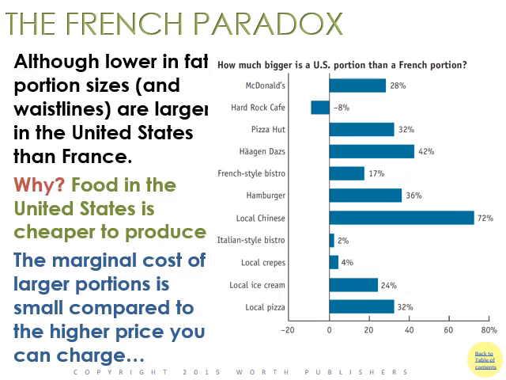This slide is interesting because it shows the portion size for a typical restaurant in the United States relative to France. So that in the United States, the portions are 28% bigger at McDonald's, 32% bigger at Pizza Hut, 42% bigger with Haagen-Dazs ice cream. Local Chinese restaurants, the portion sizes are 72% bigger in the United States.